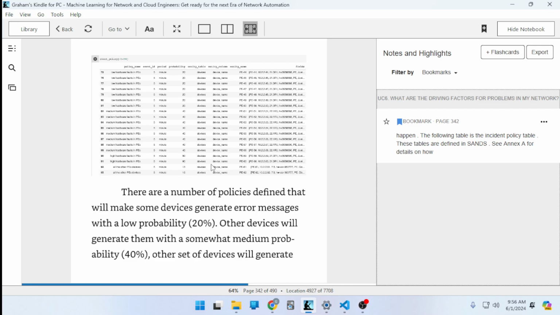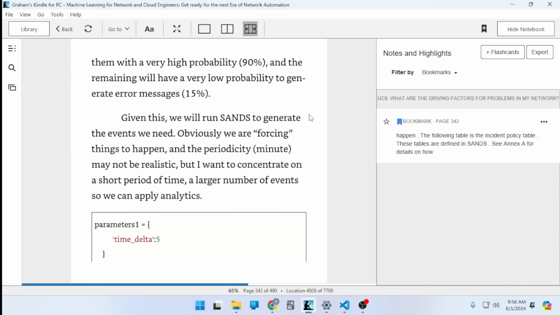Okay. There are a number of policies defined that will make some devices generate error messages with a low probability, 20%. Other devices will generate them with a somewhat medium probability, 40%. Another set of devices will generate them with a very high probability, 90%, and the remaining will have a very low probability to generate error messages, 15%. Given this, we will run SANS to generate the events we need.